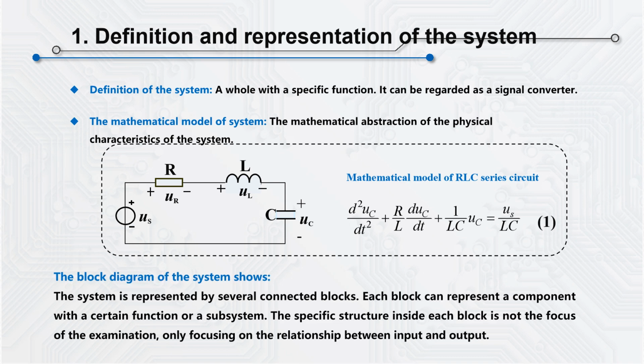When we only focus on the input and output relationship of the system, or the relationship between motivation and response, as well as the function of system, the system can be represented by several blocks. Each block can represent a component with a certain function, and can also represent a subsystem. In this way, the system can be represented by a block diagram.